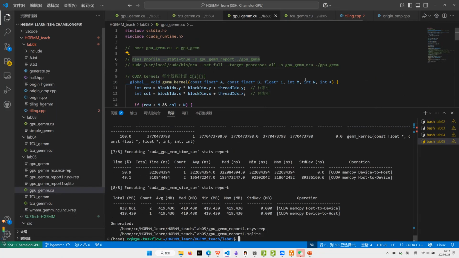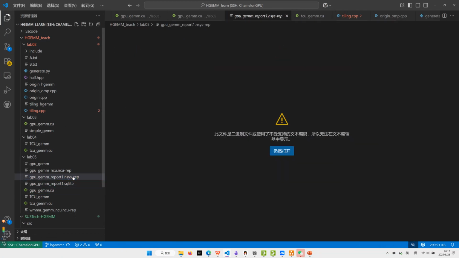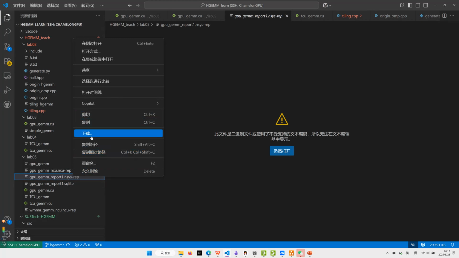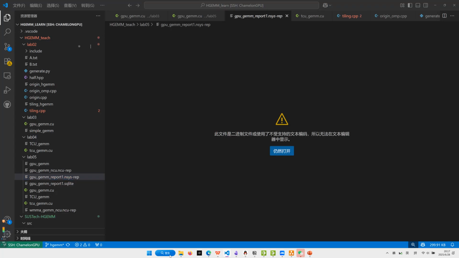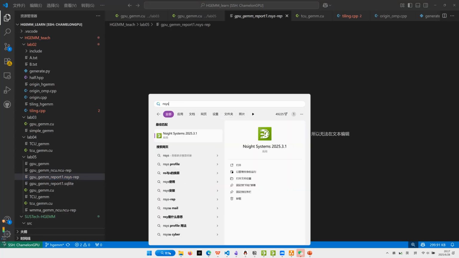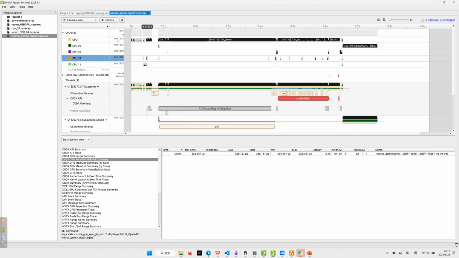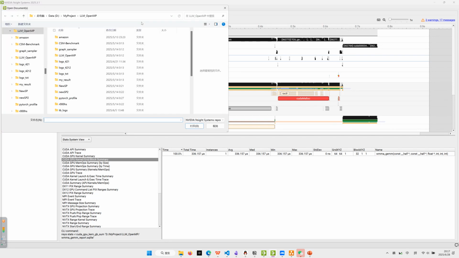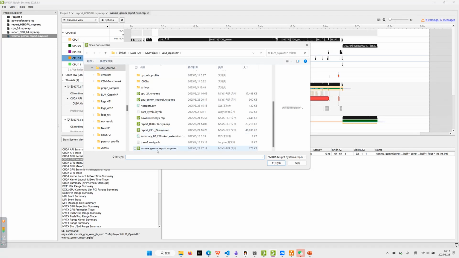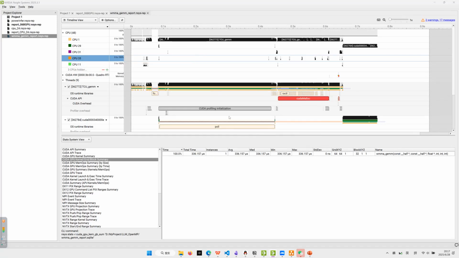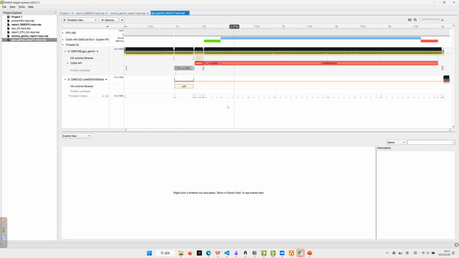To see it completely, you can download this repo here, and then open nsys inside your computer. If you don't know how to download it, you can search on the internet for NVIDIA Nsight Systems. This will be simple. And let's see what our report is here. That will be here, and we can open it.